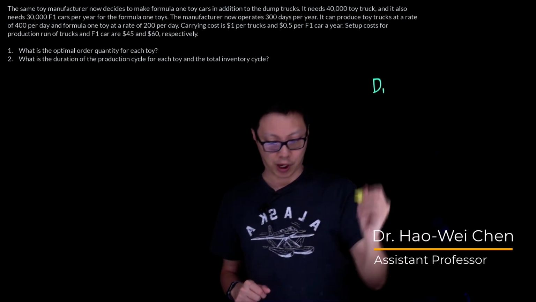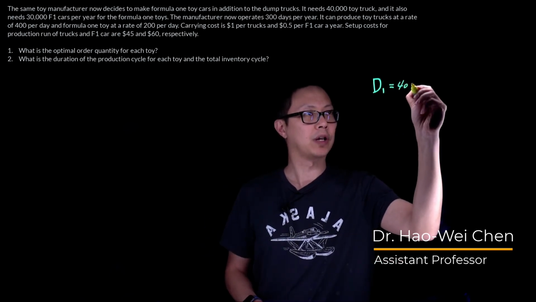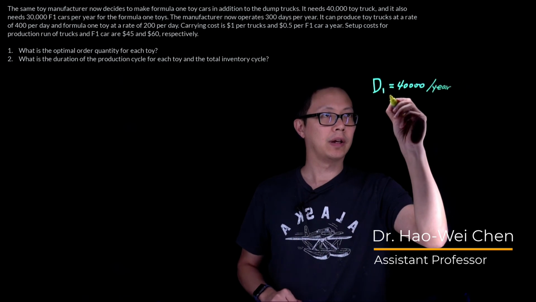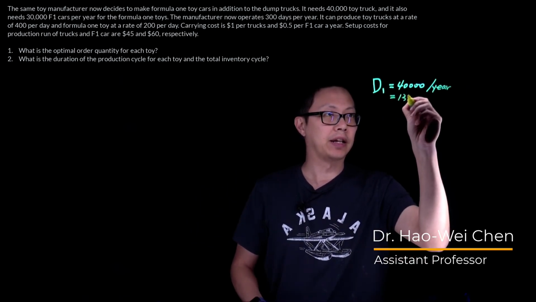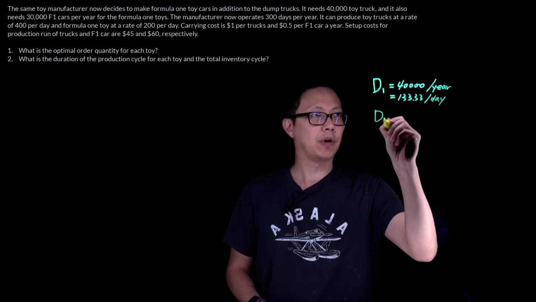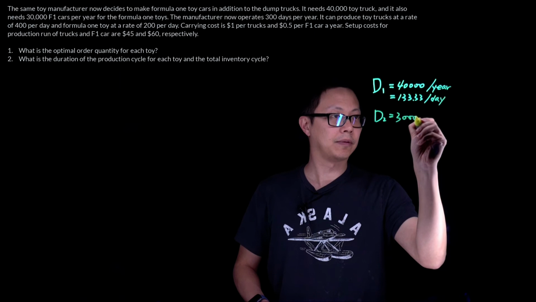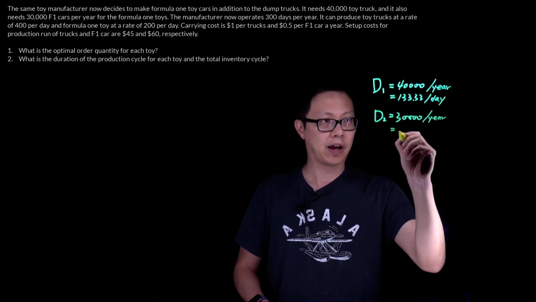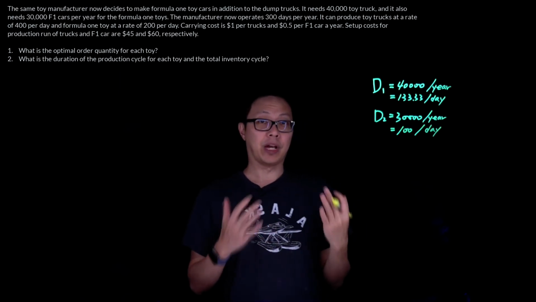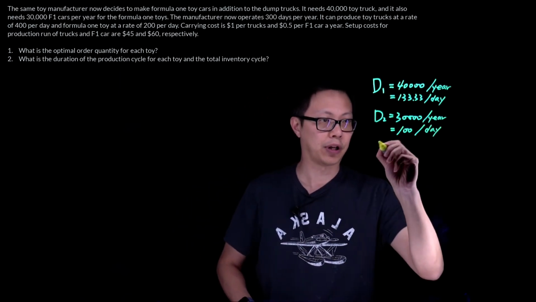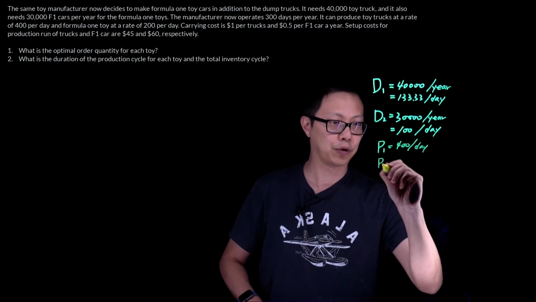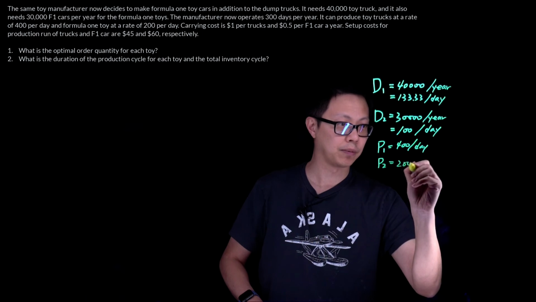So for the truck, demand 1 will be 40,000 per year. And we can write down the daily demand as well to help us with calculation later. For the Formula One car, the demand will be 30,000 per year. It can be converted to daily demand, which is 100. And if the manufacturer decides to produce the truck, the production rate P1 will be 400 per day. But if he chooses to produce a Formula One car, it will be 200 per day.